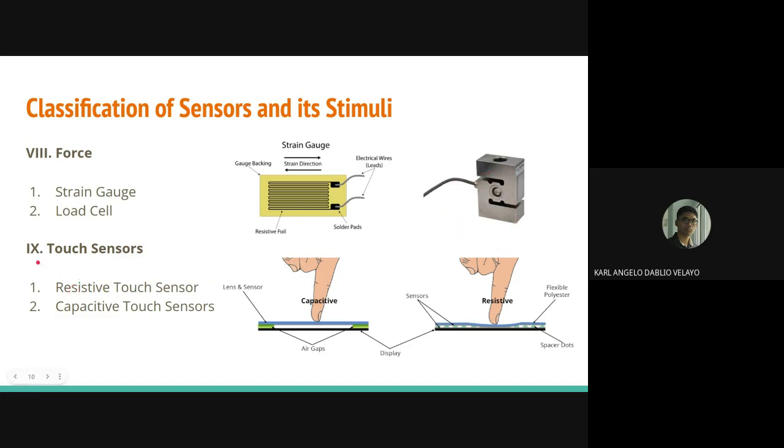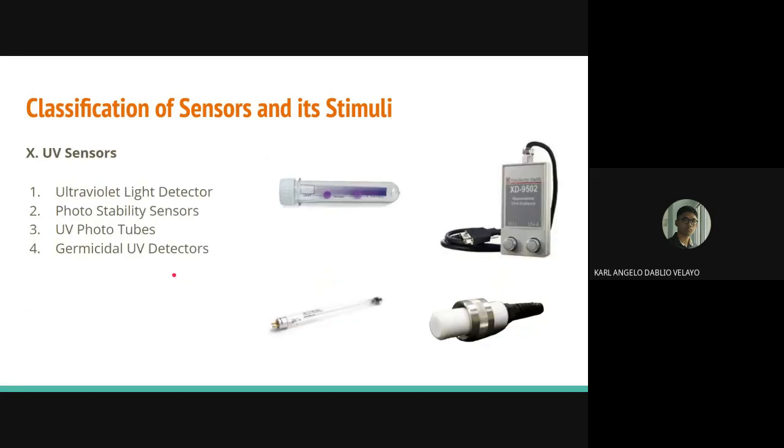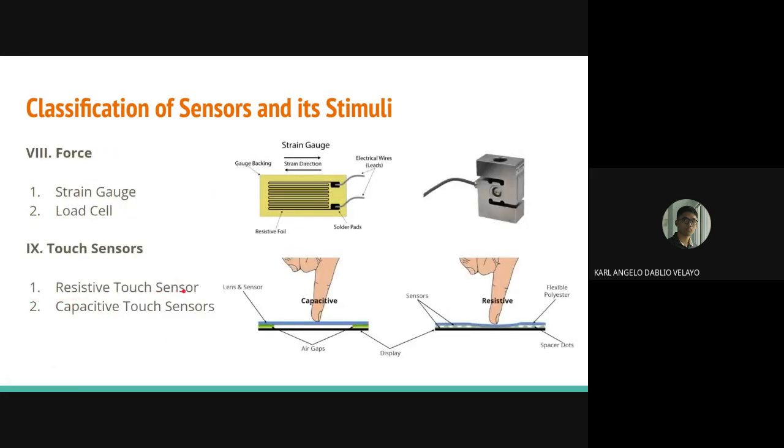Okay, next we have touch sensors. From its name, these are sensors that are sensitive to touch. First we have the resistive touch sensor. This particular sensor senses the pressure on the surface. It accommodates non-conducting materials like a stylus and glove-wrapped fingers. It is commonly used in musical instruments, keypads, and touchpads.